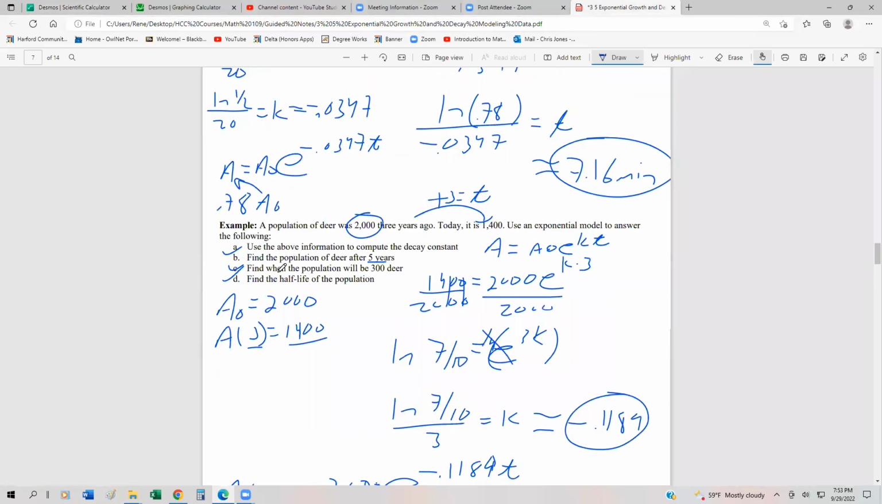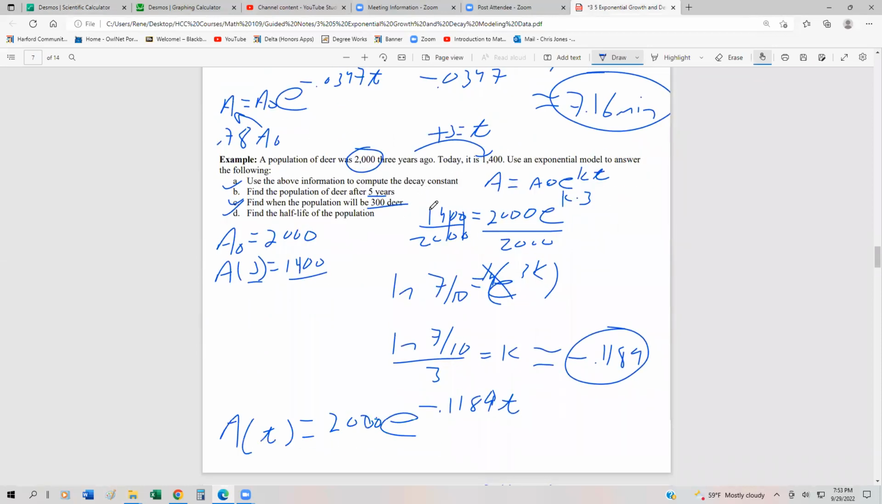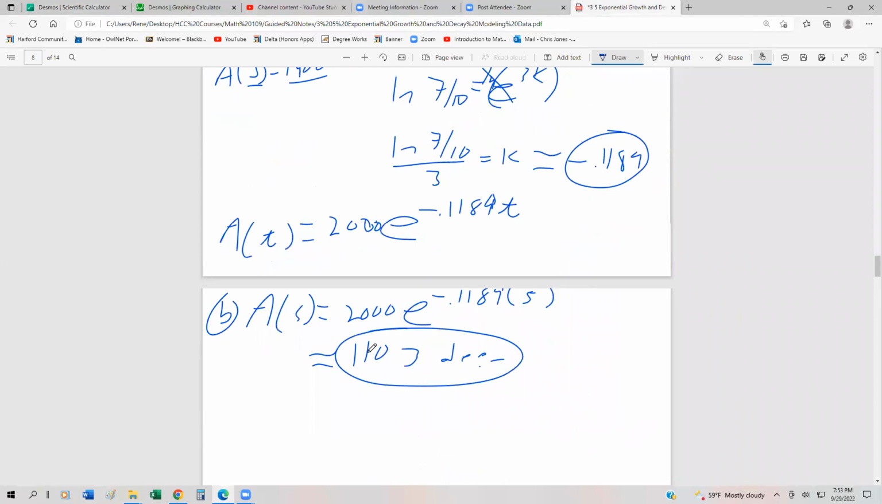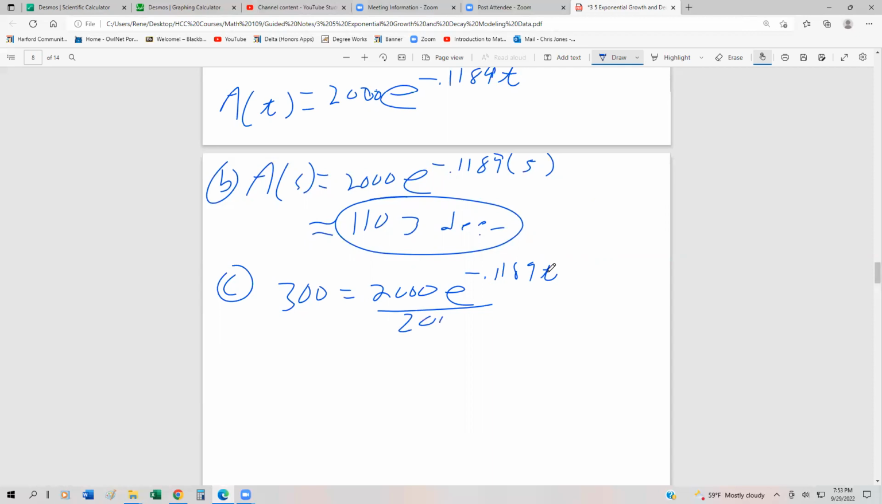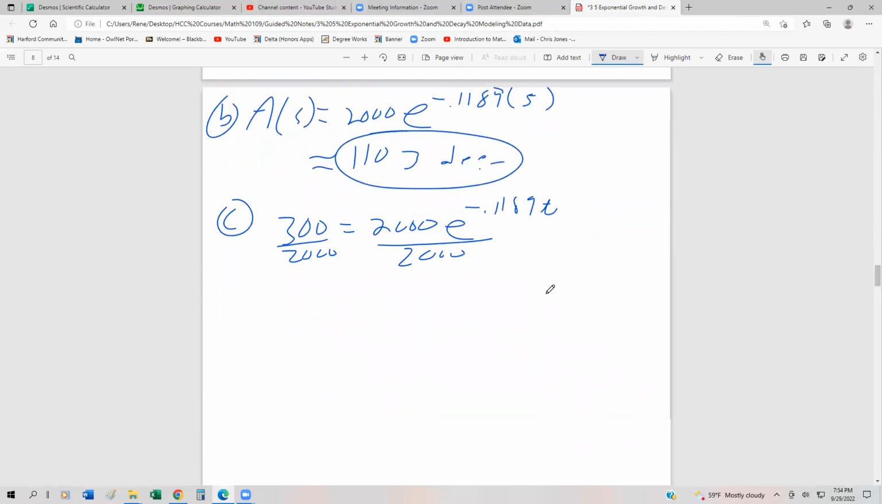Now, our third part asks us to find when the population will be 300. That should be a number of years down the road. If after 5 years it was 1100, it's certainly going to be more than 5 years. So we're going to plug in 300. So we have 300 equal to 2000 e to the negative 0.1189t. We divide by 2000. When we cancel things out, that's going to leave us 3/20ths.